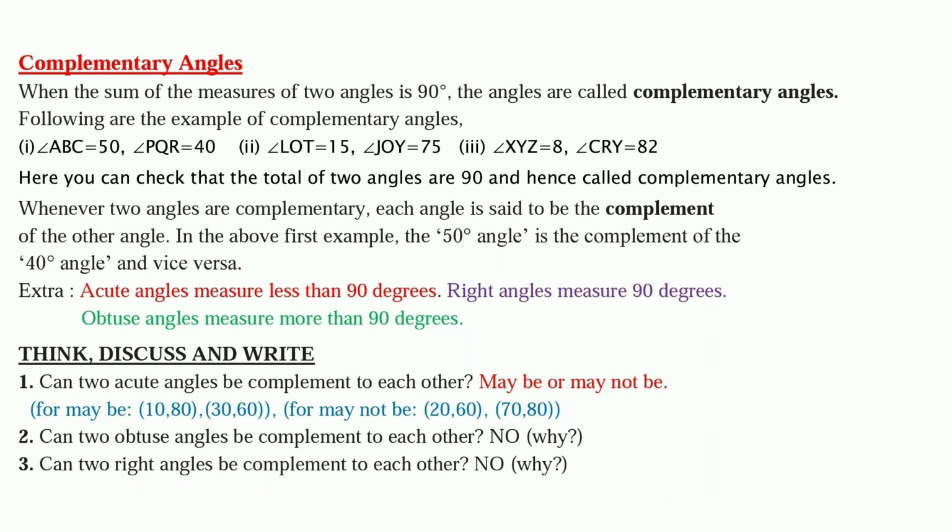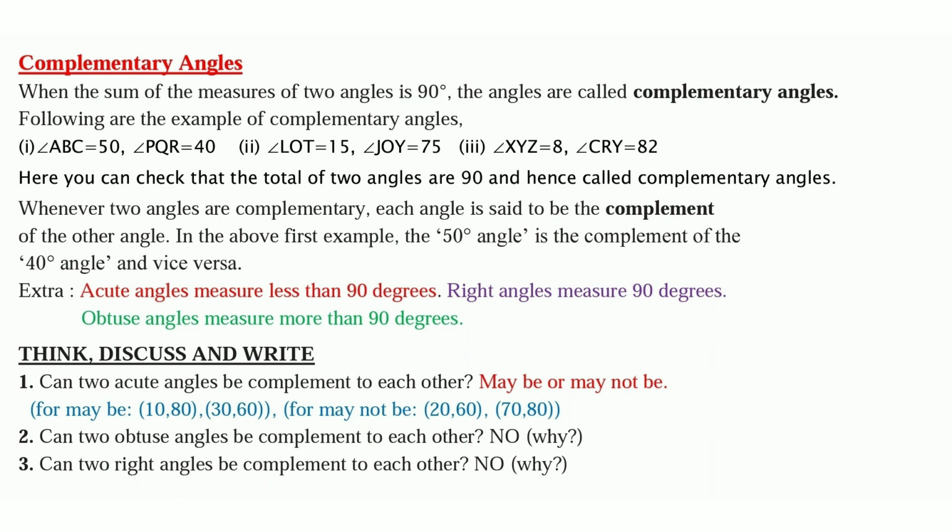First, angle ABC is equal to 50 and angle PQR is equal to 40. Now 50 plus 40 is equal to 90. So ABC and PQR both are complementary angles. Example second, angle LOT is equal to 15 and angle JOY is equal to 75. So please add this, 15 and 75 will give you 90. So again it's a complementary angle.